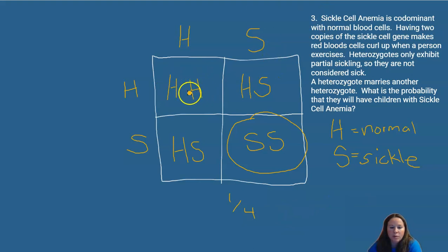The big H homozygous for normal, they're fine. Heterozygotes are fine. SS, they've got the disease.